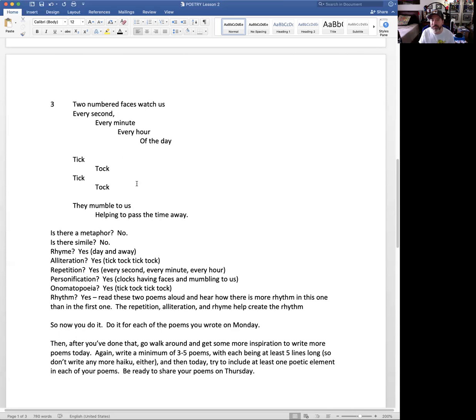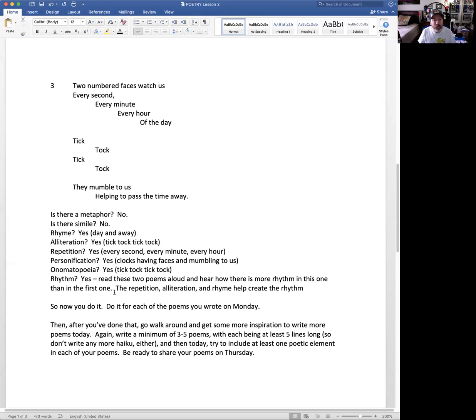Is there personification? Yes, the clock's having faces and mumbling, and that's where some of you might have said, isn't there a metaphor because you're comparing the clock to a human? And the answer is no, I gave the clock human-like qualities, which is personification. Is there onomatopoeia? Yes, tick-tock, tick-tock. You're like, wait, so tick-tock, tick-tock can be alliteration and onomatopoeia?